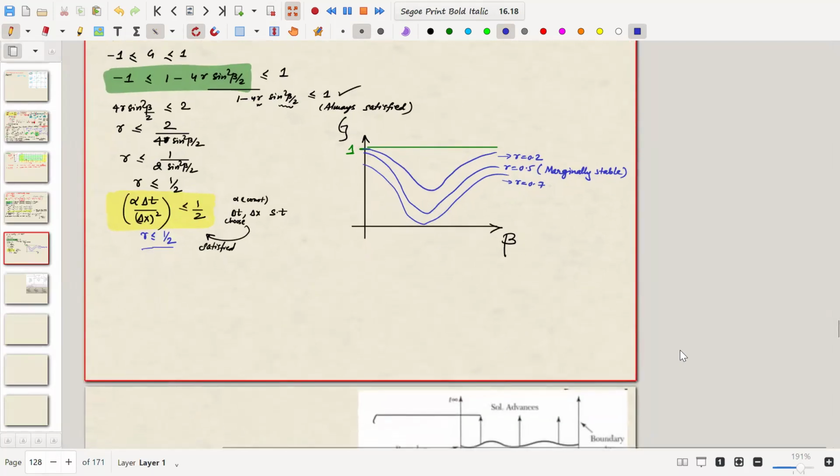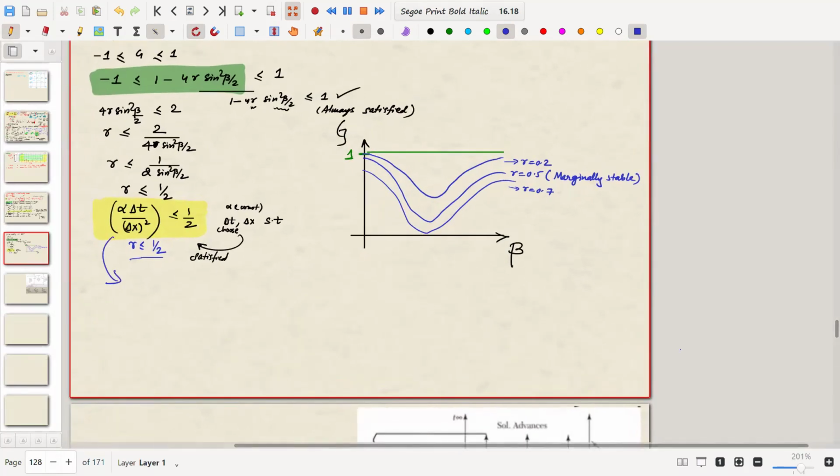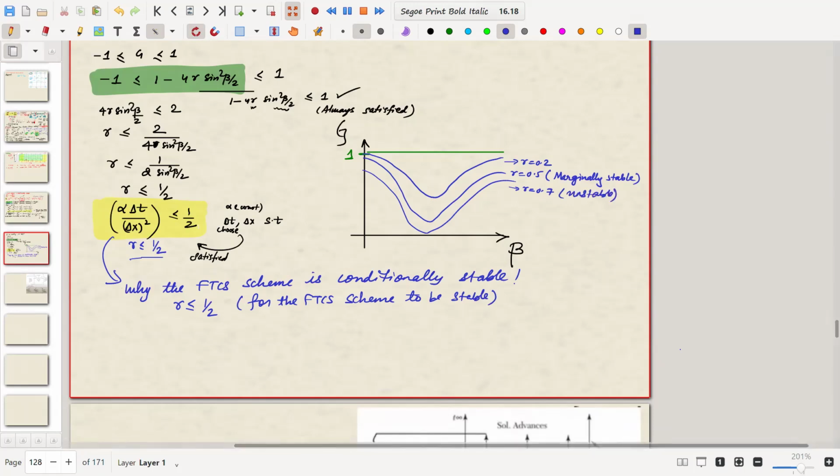I hope you can understand why this scheme is conditionally stable. This tells you why the FTCS scheme is conditionally stable. Because r should be less than or equal to 1 by 2 for the FTCS scheme to be stable. So r equal to 0.7 is unstable.